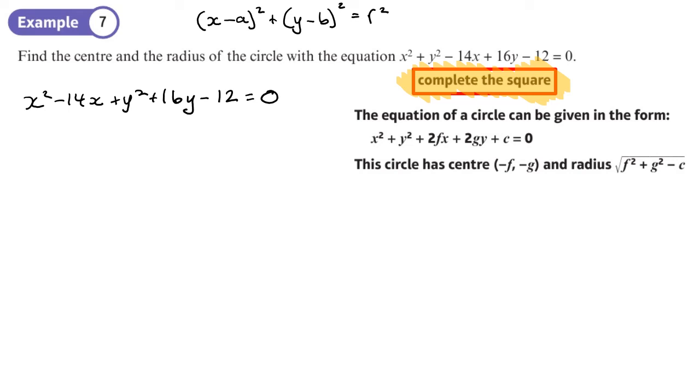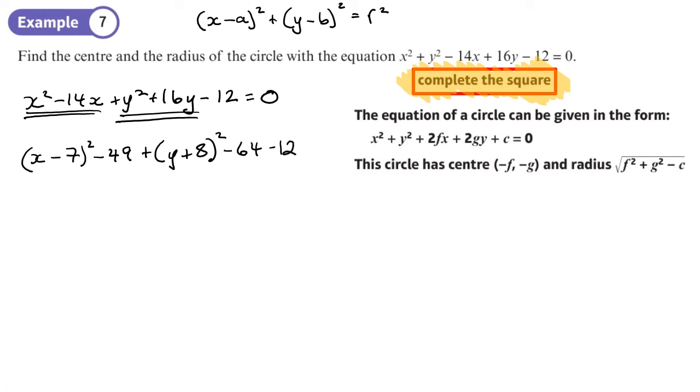So if I complete the square on these two, I'll have x minus 7 all squared. Now that will give me x squared, that will give me negative 14x. It'll also give me plus 49, which I need to take off because I don't want that, so minus 49. Now I'm going to complete the square on these two. So it's going to be y plus 8 all squared. So I will get y squared, 16y, and a 64 that I don't want. So minus 64, minus 12. Now we're almost done. So x minus 7 all squared plus y plus 8 all squared.